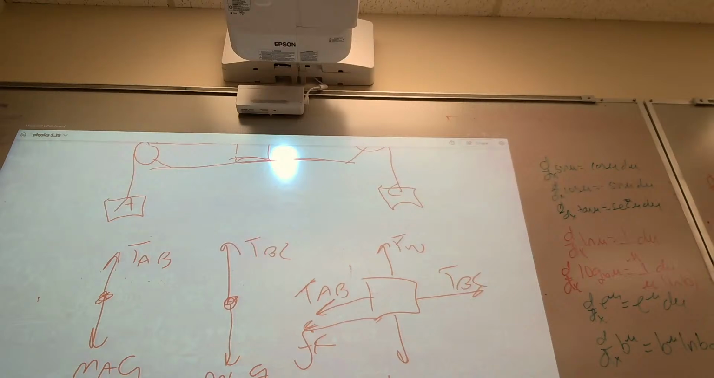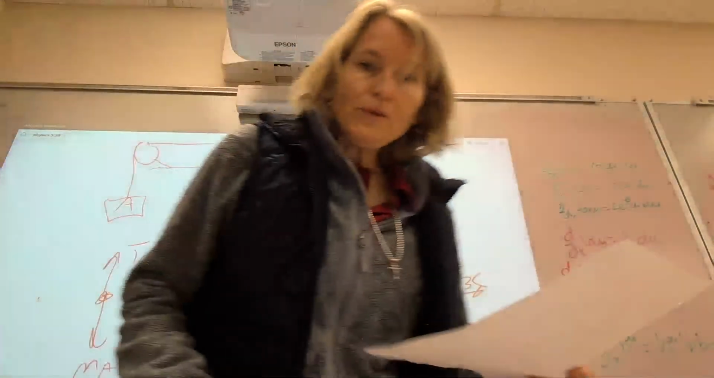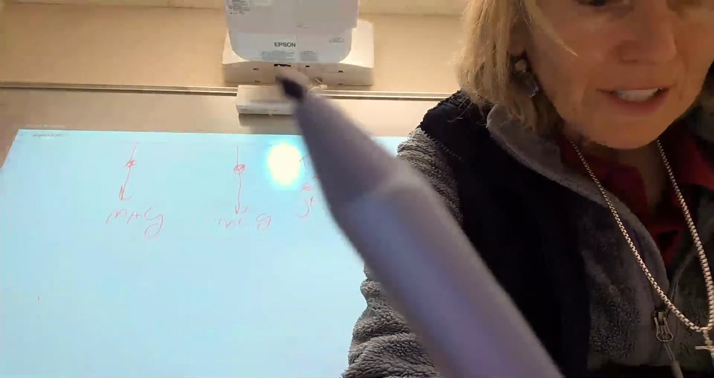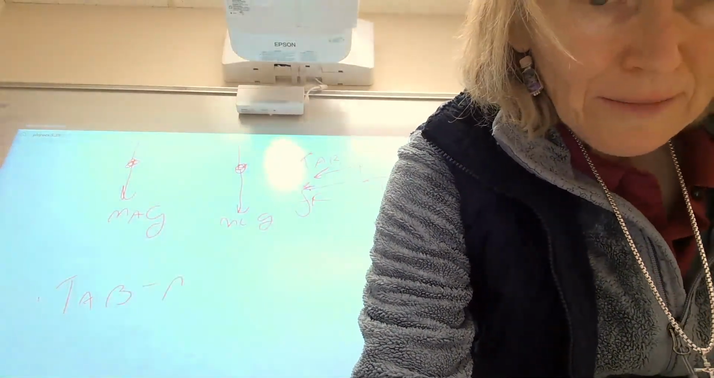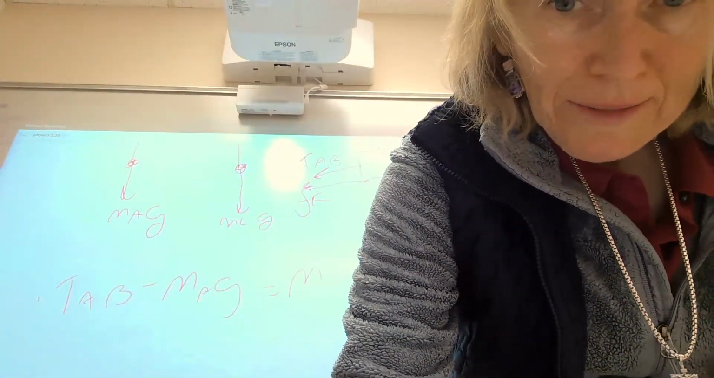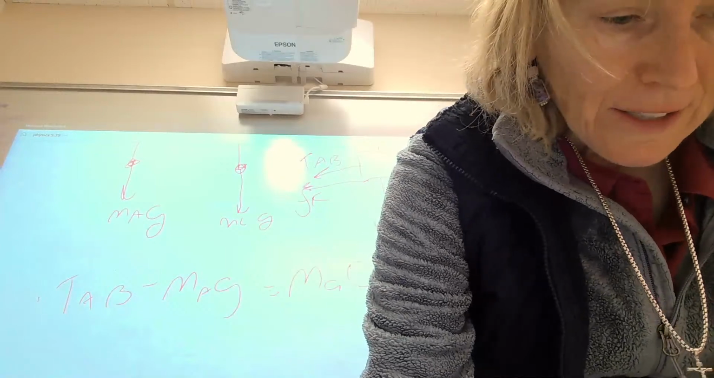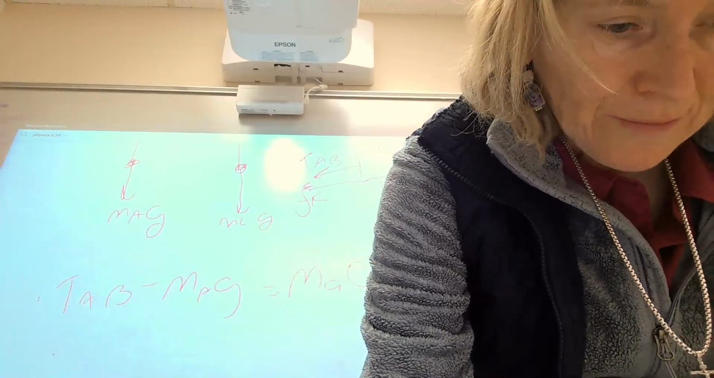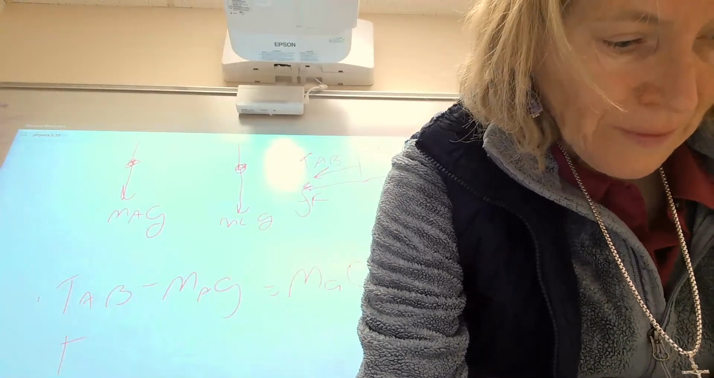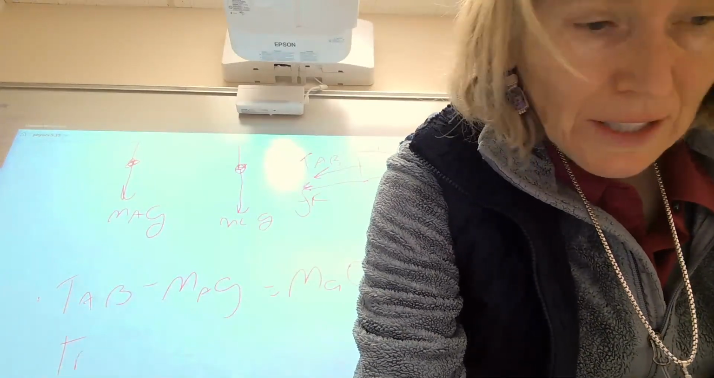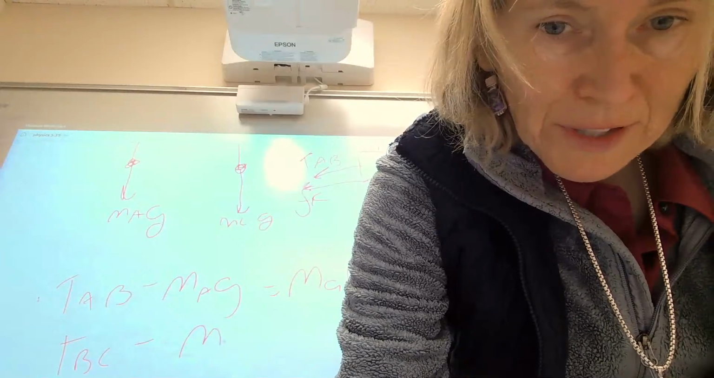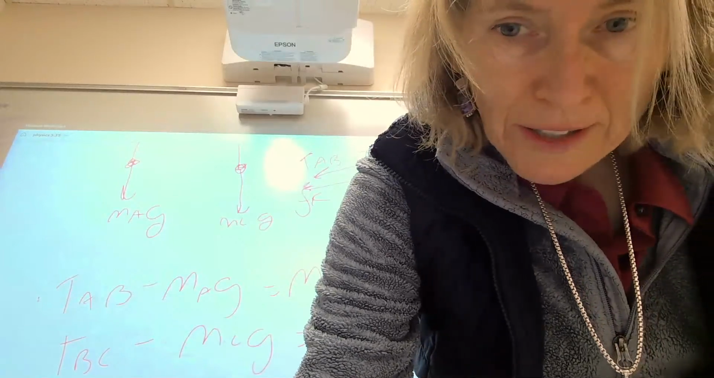Right. It's accelerating to the right, so that's positive. So A is moving up, so that's our positive acceleration. So we have TAB minus MAG is equal to MAA. And then on the right, we have TBC minus MCG is equal to MC negative A.